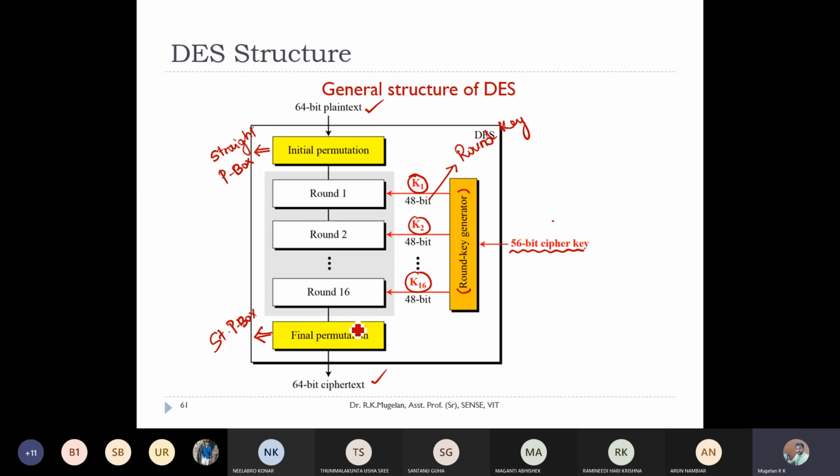And one thing, there is a relationship between the initial and final permutation boxes. Both are invertible to each other. As I said, your straight P-boxes are invertible, both are inverse to each other. Right. This is a general introduction about your DES algorithm.